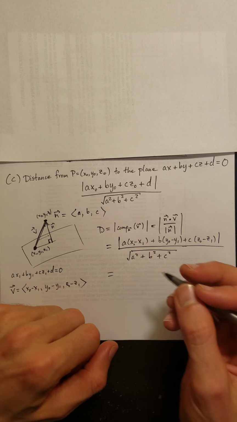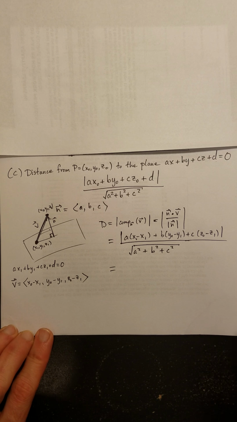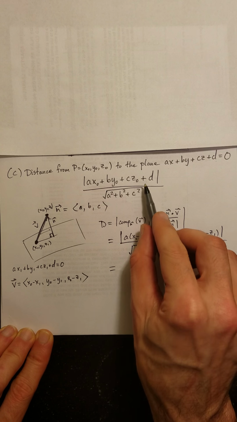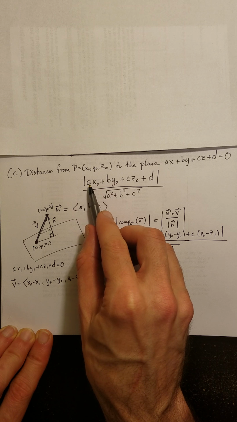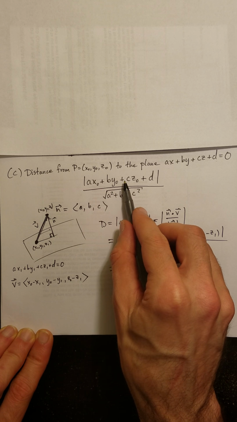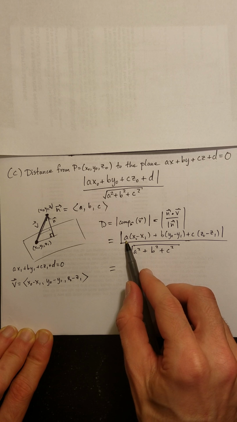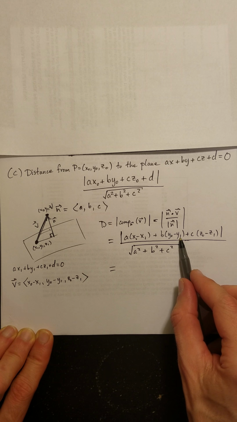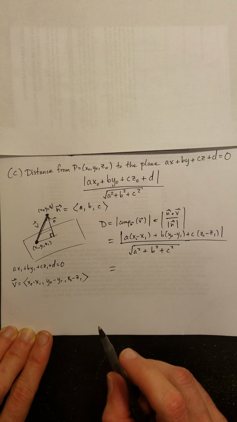Okay, and so this is just about the end of this problem, and the additional thing that we need to see is how to get this d back into our expression here. So we have an ax naught plus by naught plus cz naught. We just don't have this d. However, we do have this a times negative x1 plus b times negative y1 plus c times negative z1.